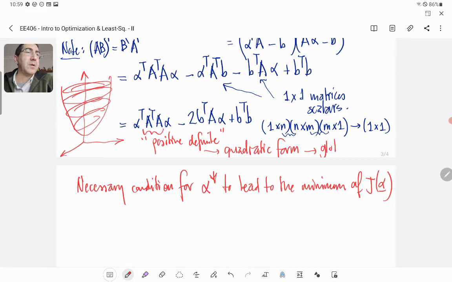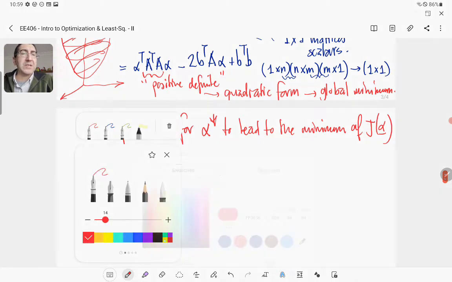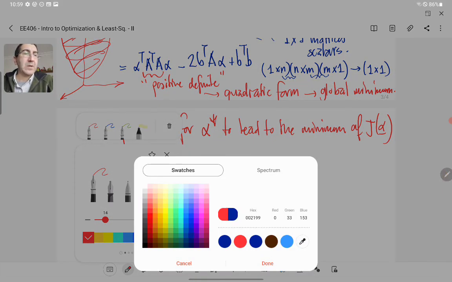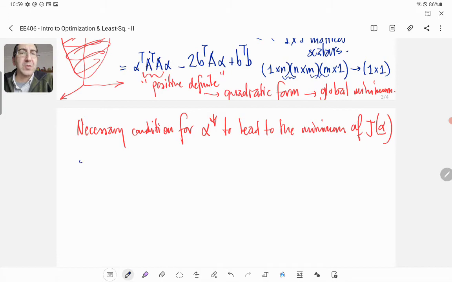Global minimum. It has a global minimum and we need to find it, okay? So what was our necessary condition? What we do is we take the derivative of J of alpha with respect to alpha, okay?